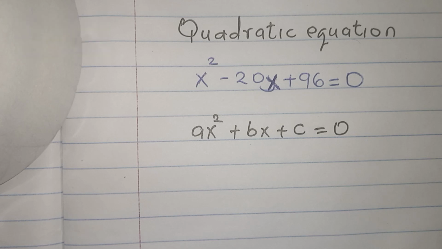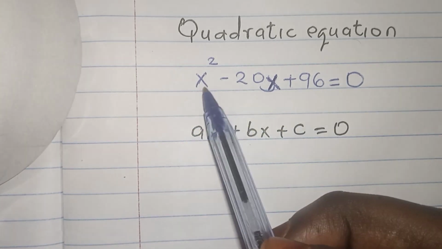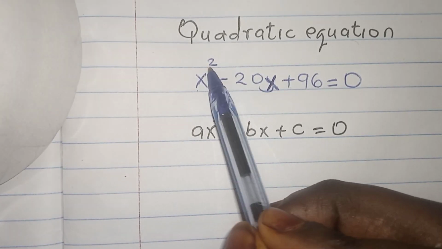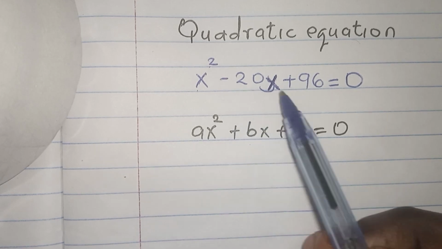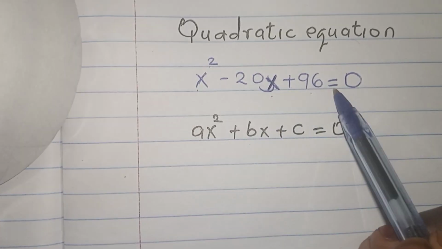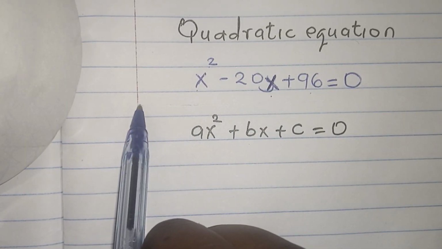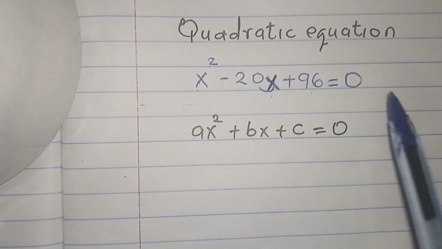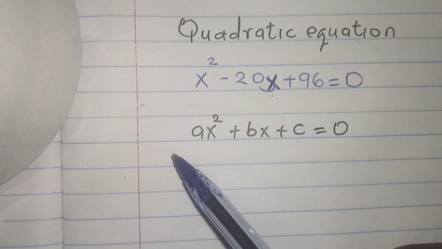Today I'm bringing you math, and it's about solving a quadratic equation. And our quadratic equation here is x squared minus 20x plus 96 equals 0. So this is basically a quadratic equation. So before we begin, let's note this.